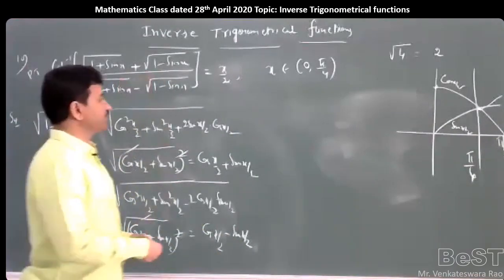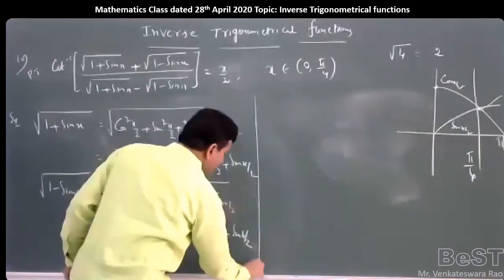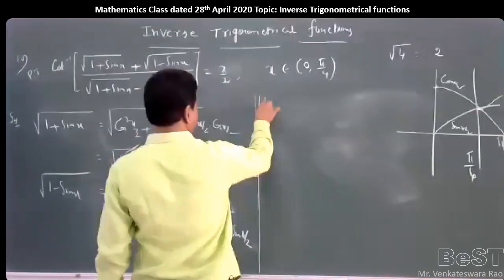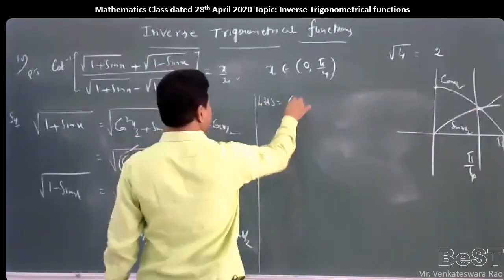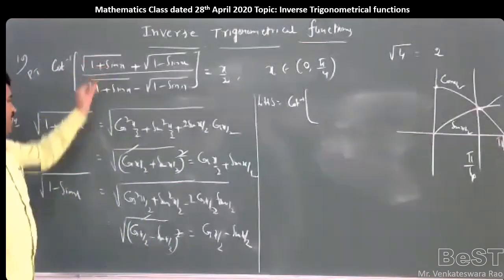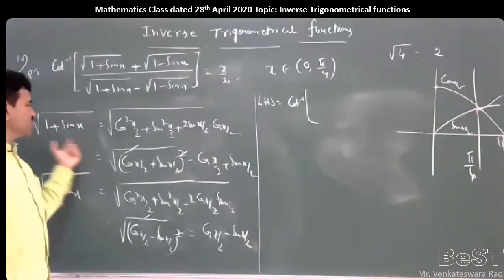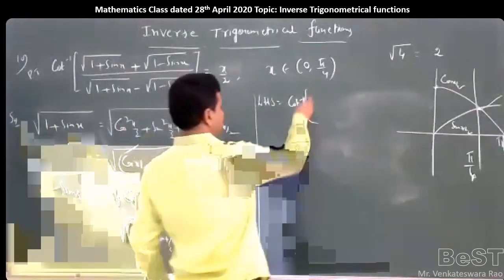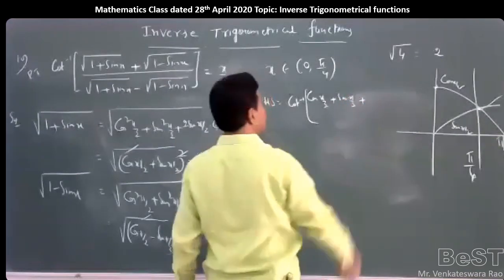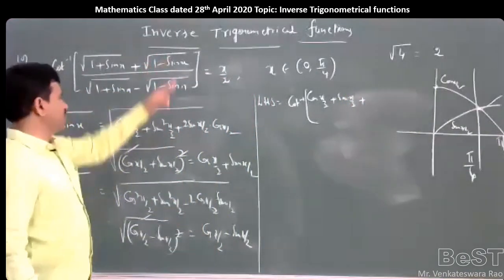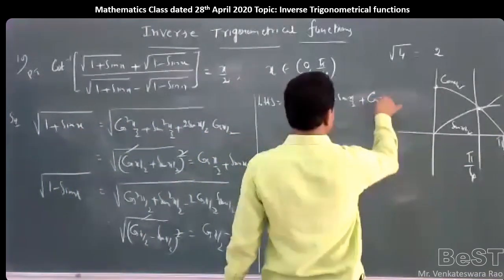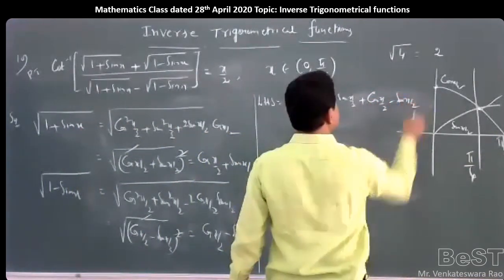Now finish the problem. Applying these two values in the LHS, the LHS is equal to cot inverse of the square root of 1 plus sin x value. What is the square root of 1 plus sin x value? It is cos x by 2 plus sin x by 2, plus the square root of 1 minus sin x value, cos x by 2 minus sin x by 2.